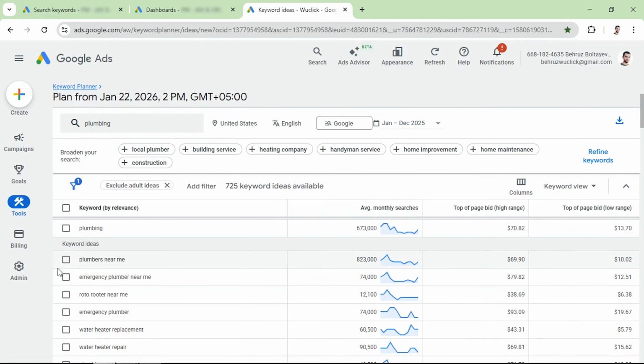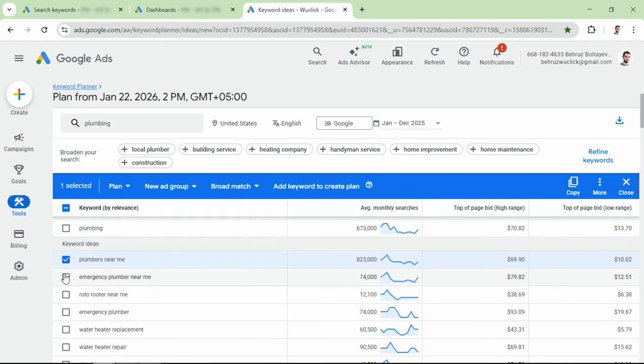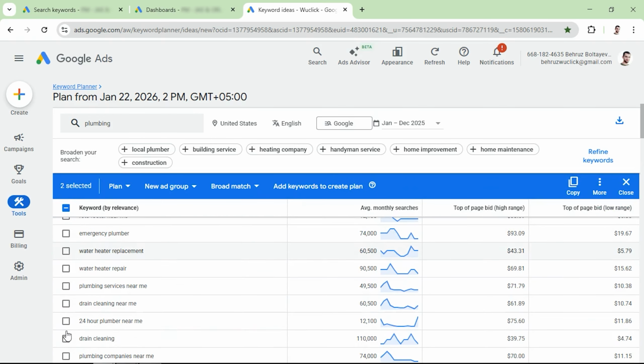So let's say we're going to choose the keywords plumbers near me, emergency plumber near me. And we can choose plumbing services near me, drain cleaning near me, 24-hour plumber near me, plumbing companies near me. I'm choosing these keywords, but depending on the keyword nature or types of services, of course, you can create several ad groups. For example, you can create several ad groups for drain cleaning separately, plumbing services separately, 24-hour plumbing separately, emergency plumbing separately. Depending on their intent, you can create several ad groups.